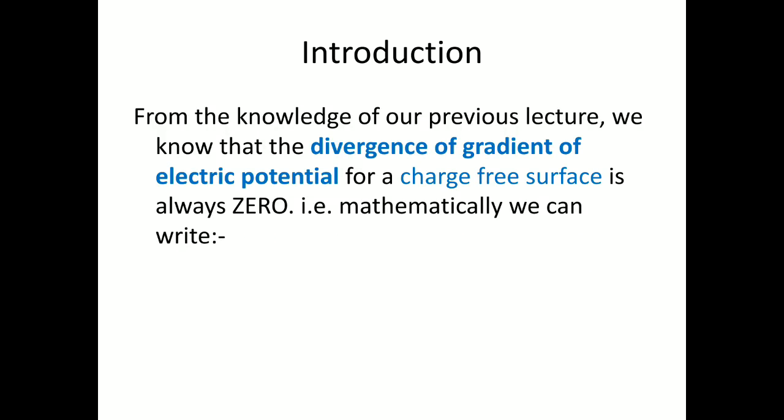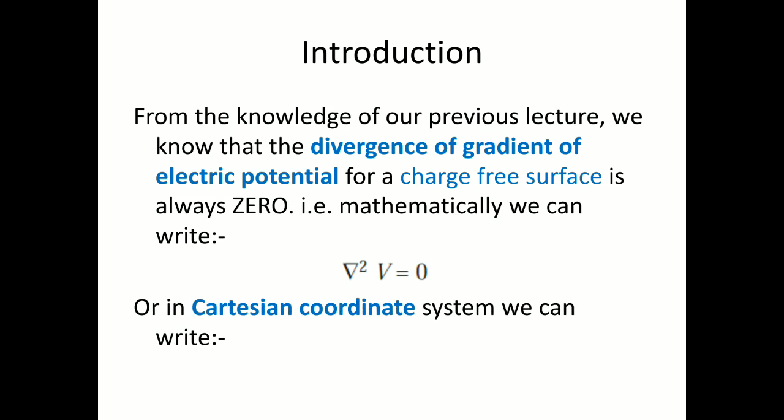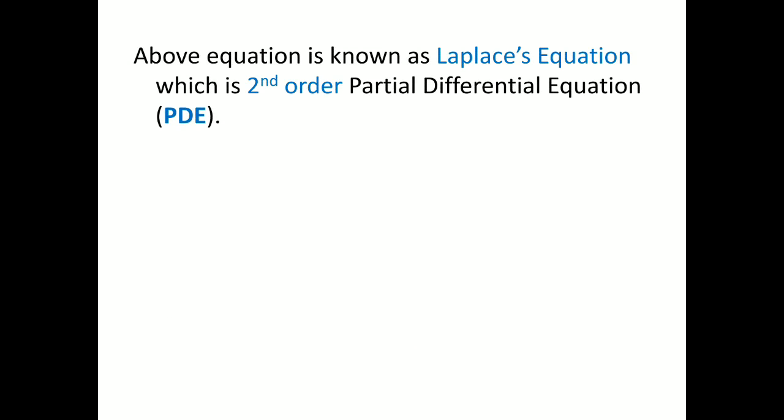From the knowledge of our previous lecture, we know that if you take the divergence of gradient of electric potential for a charge-free surface, then it is always going to be 0. That is del square V is going to be 0. And in Cartesian coordinate system, the same equation we can write like this: del 2V by del x square plus del 2V by del y square plus del 2V by del z square is going to be 0. And it is nothing but a second order partial differential equation, which is also known as Laplace equation.